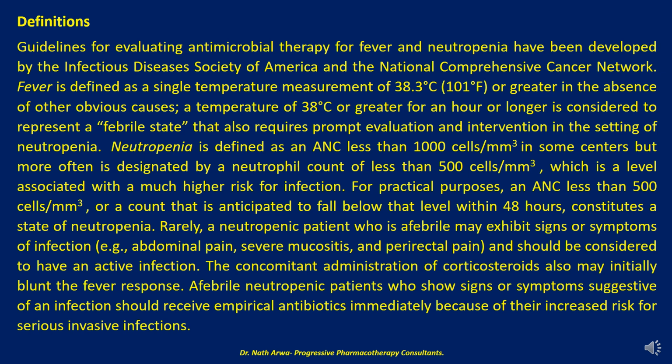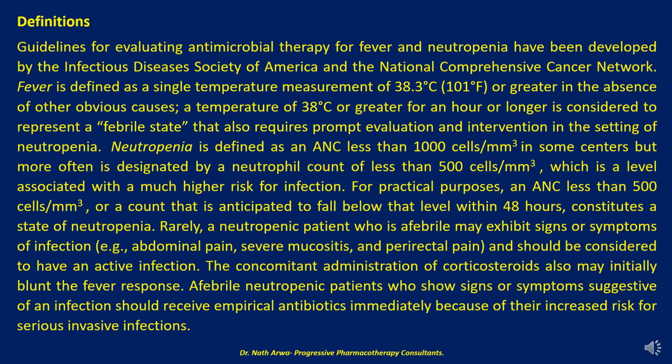Neutropenia is defined as an absolute neutrophil count less than 1,000 cells per millimeter cubed in some centers, but more often is designated by a neutrophil count of less than 500 cells per millimeter cubed, which is a level associated with a much higher risk for infection. For practical purposes, an absolute neutrophil count less than 500 cells per millimeter cubed, or a count that is anticipated to fall below that level within 48 hours, constitutes a state of neutropenia.